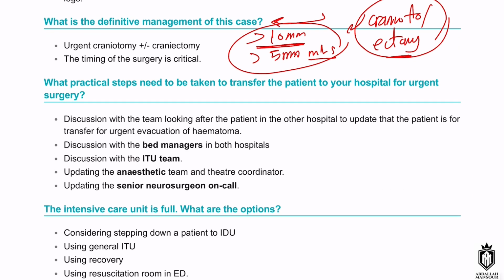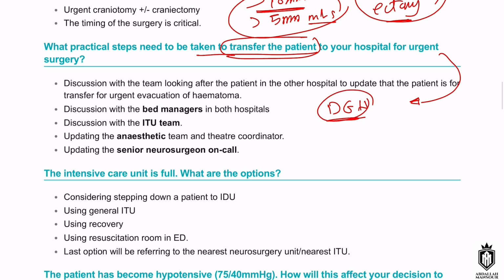What are the practical steps that need to be taken to transfer this patient to your hospital, given that this patient is currently in one of the DGHs or the local hospitals around you? So first of all, you need to speak with the primary team looking after the patient. Make sure that this patient is currently safe and they had a full A to E approach and they are basically intubated locally to make sure that they are safe for transfer.